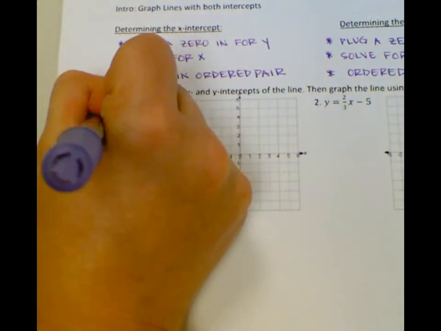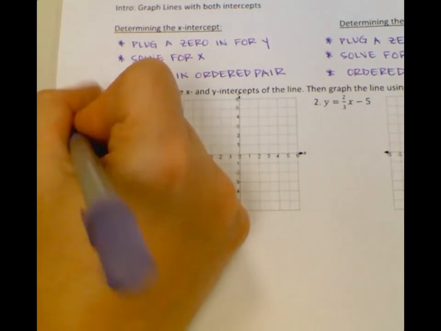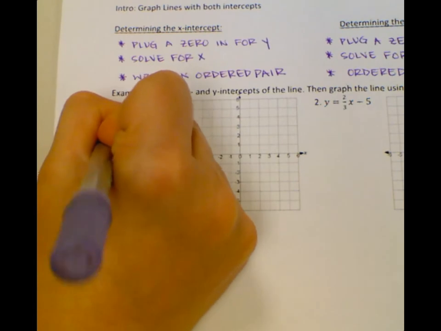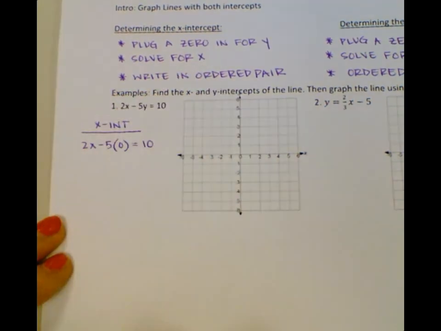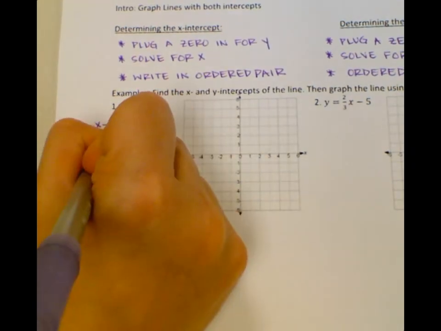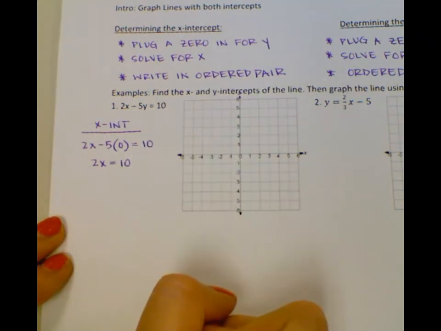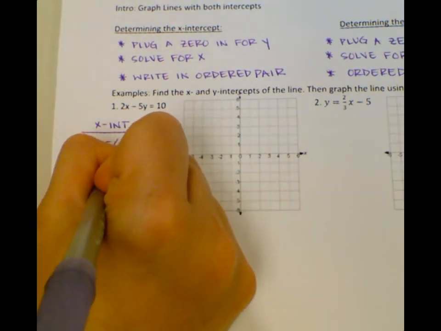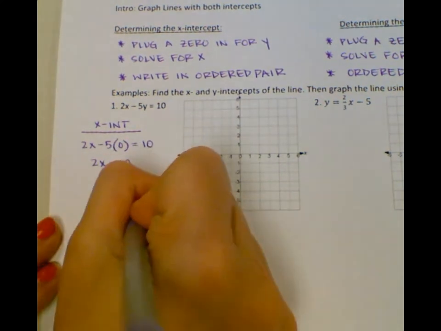So I'm going to start with the x-intercept. So it says plug a 0 in for y. Okay, so let me do that. Plug a 0 right there for y. Okay, then solve for x. Well, 5 times 0 is just 0, so that goes away. So just solving for x is all I'm doing. I'm going to divide by 2, so what is x? 5. Then write it in an ordered pair.